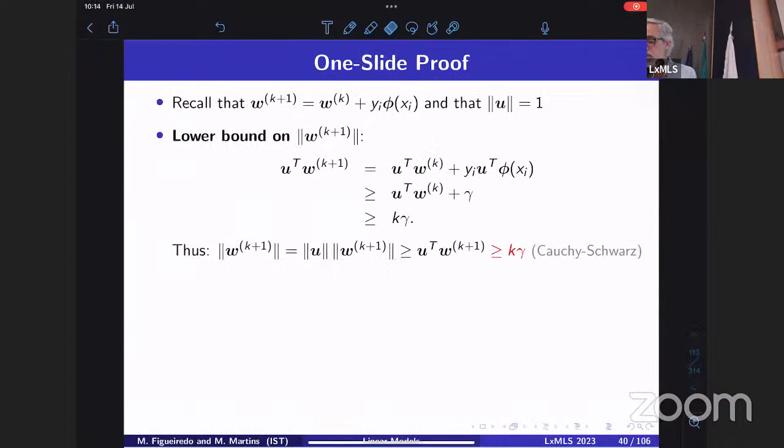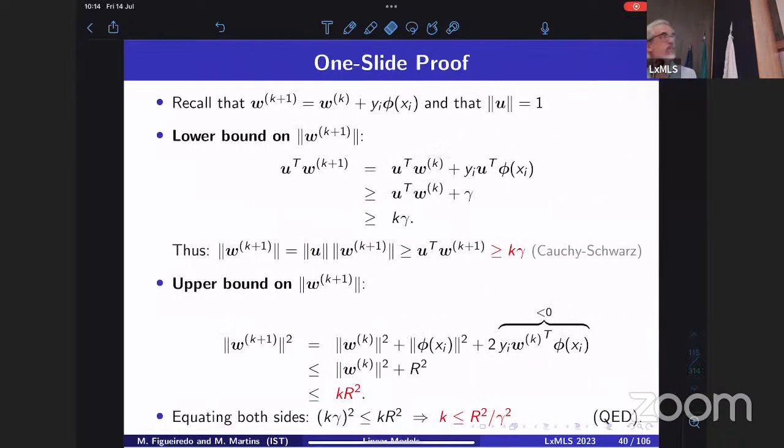Very nice. And the proof is very simple. I'm not going to go through the proof. It's a one-slide proof, okay? It's really nice, really elegant. It uses, like almost all proofs in mathematics.